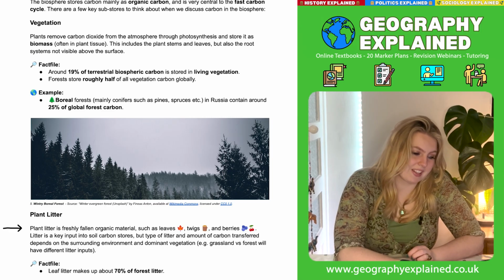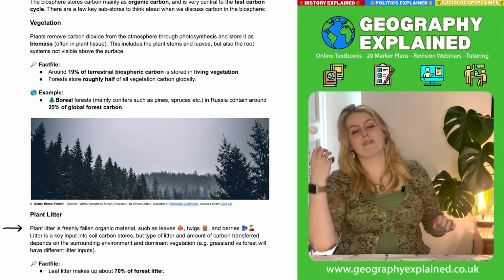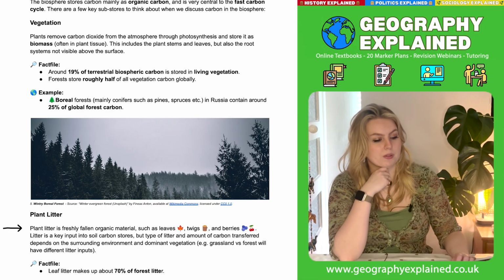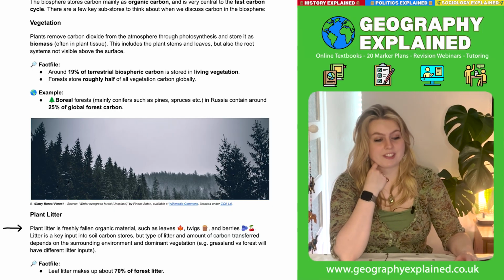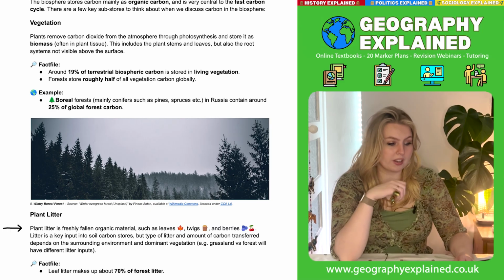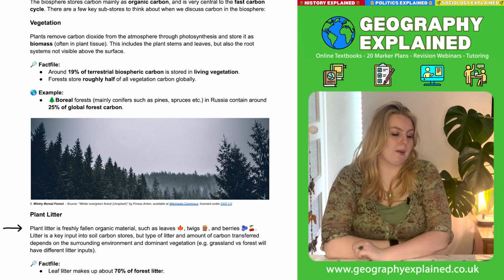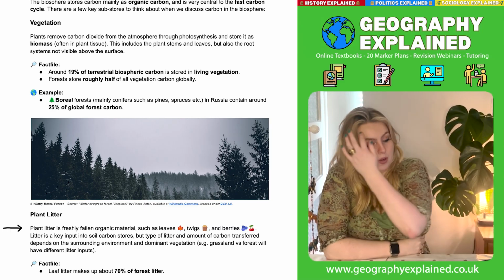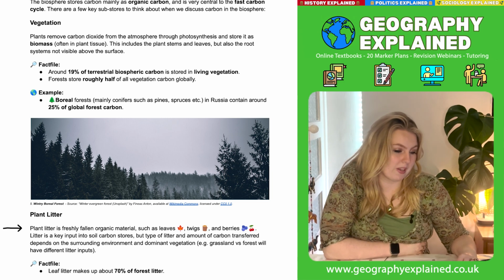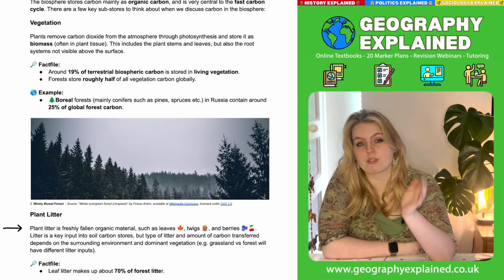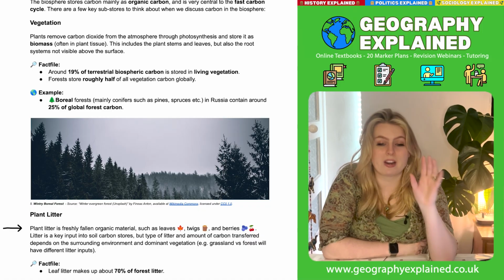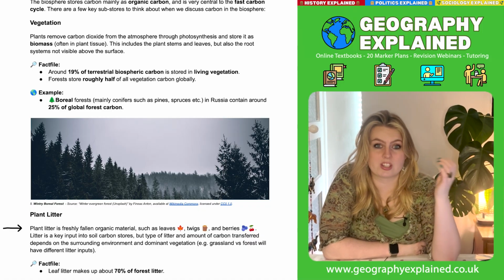So plant litter then, that's also really important. That is freshly fallen organic material. So we're really thinking of things like those autumn leaves, or leaves that can fall off at any other time of the year, twigs, berries as well. It's a really key input into soil carbon stores, but basically the types of litter and amount of carbon transferred depends, of course, on the surrounding environment and what the dominant vegetation is.